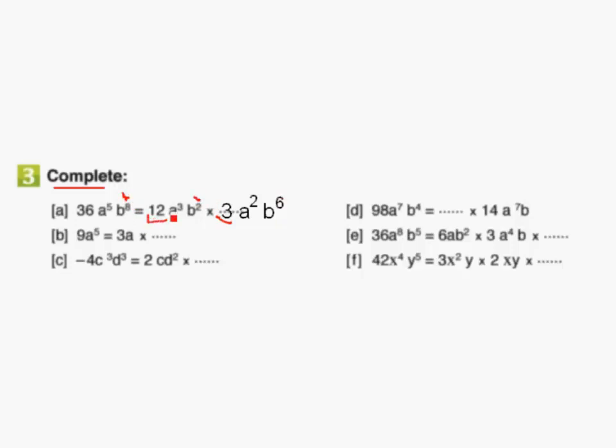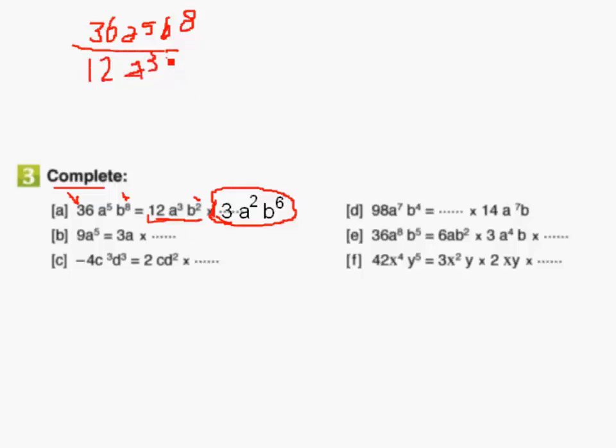Or in the other way, we have 36a to power 5 b to power 8 is equal to something times something. The required value here will be this side divided by that one: 36a to power 5 b to power 8 divided by this one, which is 12a to power 3 b to power 2, and make this division.